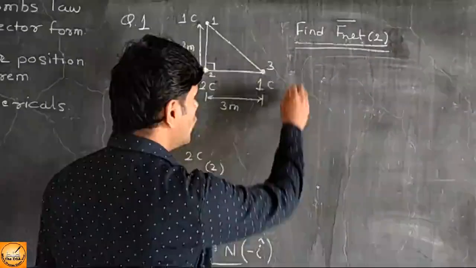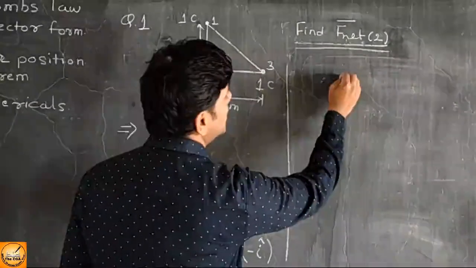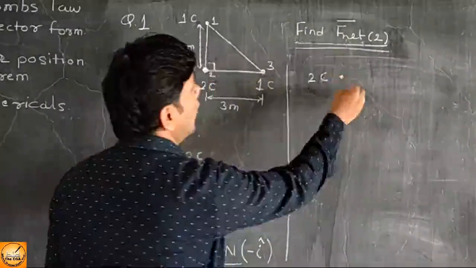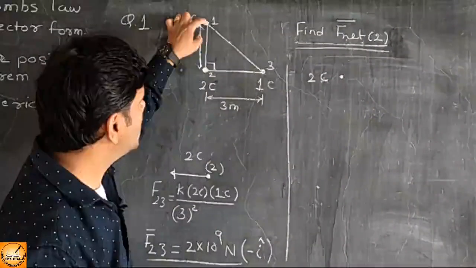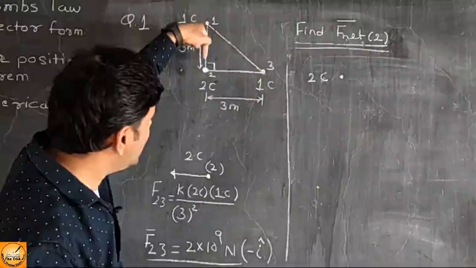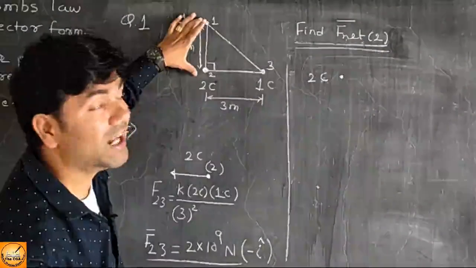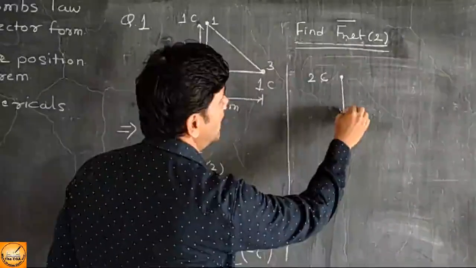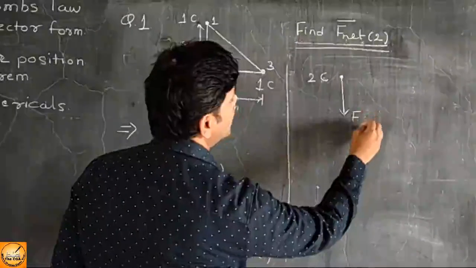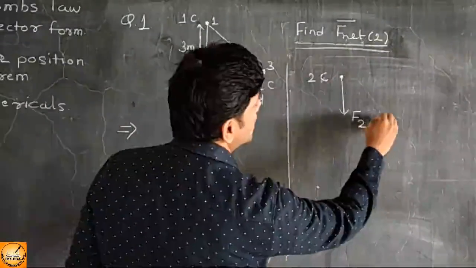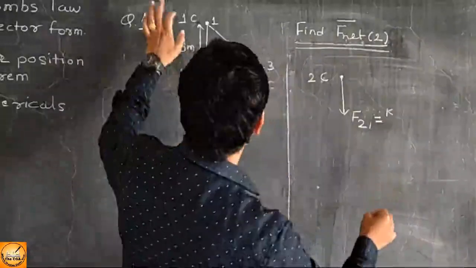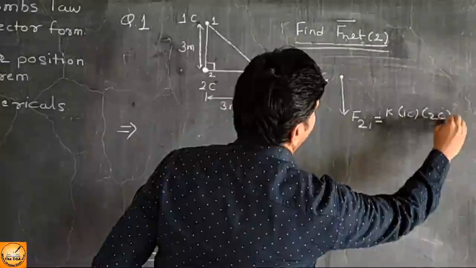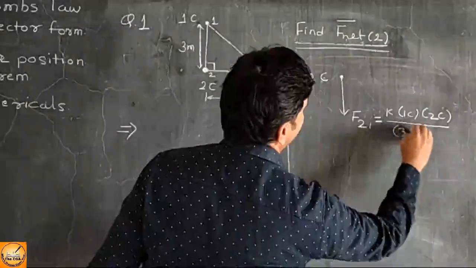Now let's find out force on this 2 coulomb charge due to the another charge which is present over here. So once again this is 2 coulomb charge. On this 2 coulomb charge, this 1 coulomb charge is going to apply force in downward direction. It is going to push it because both are like charges. So force on this 2 coulomb charge will be in downward direction, and let's consider it as force on 2 due to 1. So its magnitude will be equal to K, 1 coulomb into 2 coulomb divided by distance between them, that is 3 square.